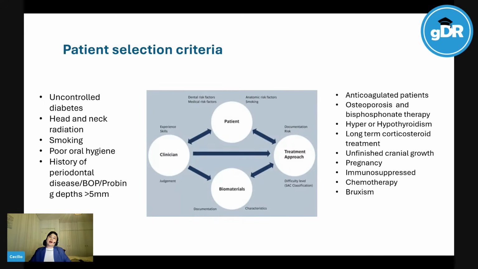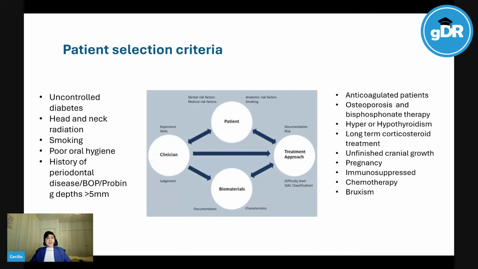You've got hyper and hypothyroidism. So again, if I find a problem, I will refer to the GP, try to get that managed first before I go ahead with implant surgery. Long-term corticosteroid treatment, so you've got some asthma patients on this, some arthritis patients on this. Unfinished cranial growth, so if they're really young, say less than 20, then you might suggest referring for an auto transplant or maybe perhaps socket preservation and a resin bonded bridge for now until they finish their cranial growth. Okay, we'll touch on this at the end of the lecture as well.